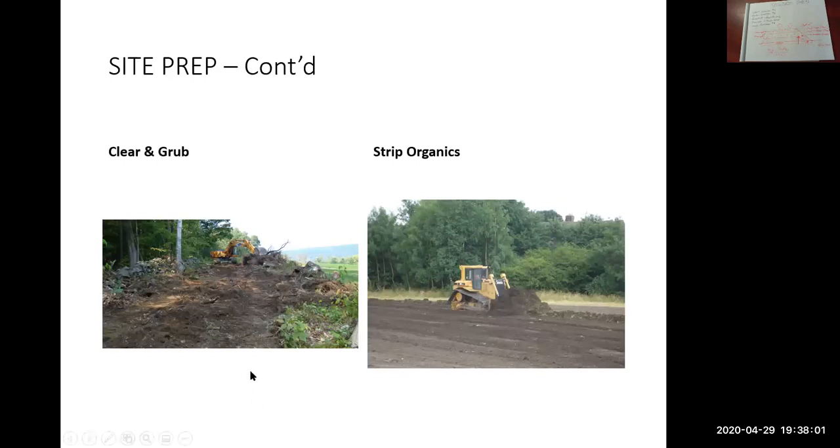The photo on the left is a clearing and grubbing operation. You've got an excavator, looks like it's piling up stumps to be hauled off, removed from the job site, disposed of. The dozer on the right is scraping off the organics. That dozer is stripping the topsoil, pushing it off to the side, again to be reused later on the project.